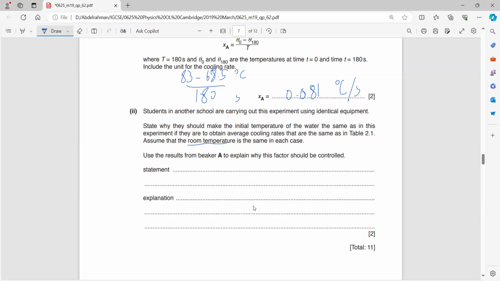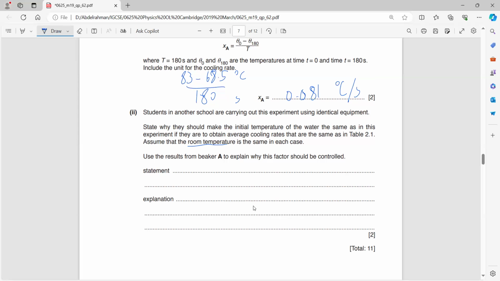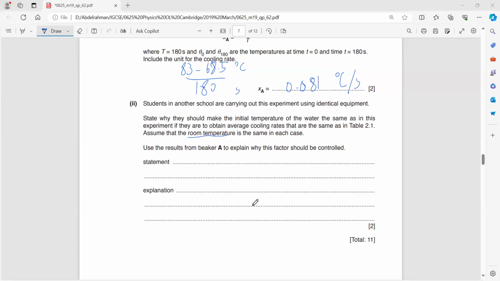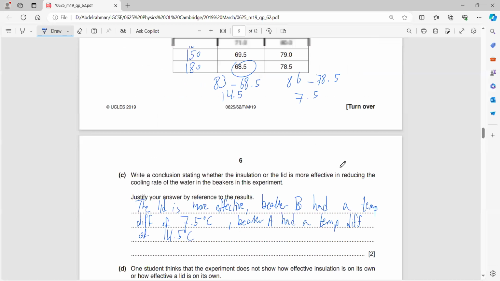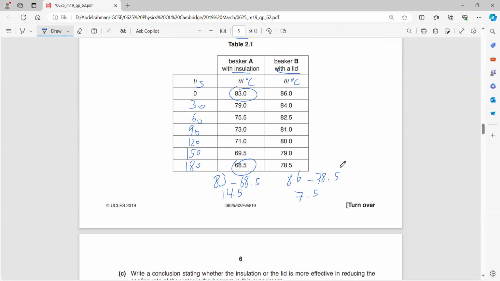Why should they use the same initial temperature? It is a must for them to use the same initial temperature, but the question is why. We can check the values we have in the table.